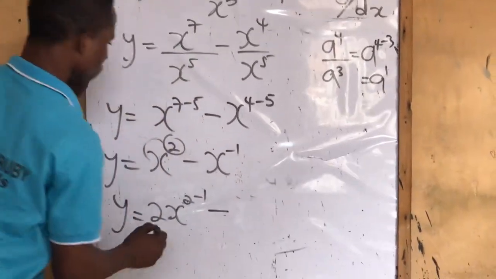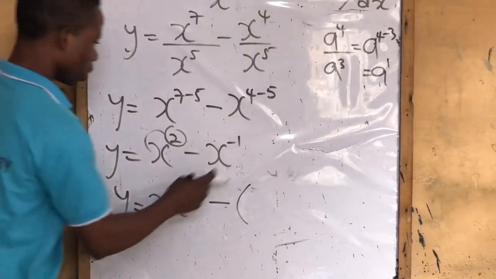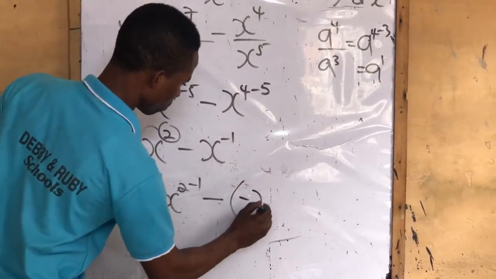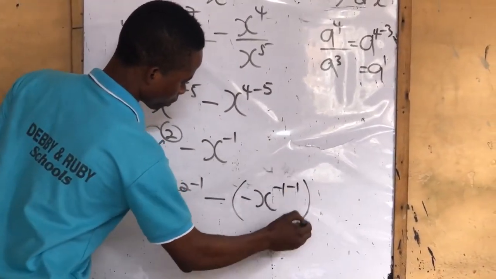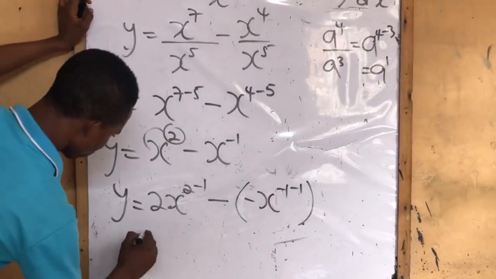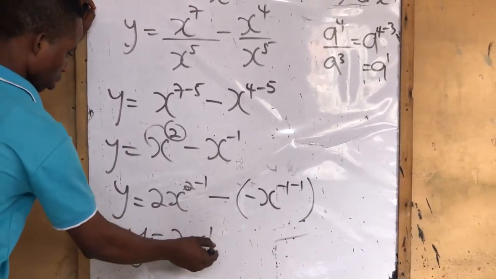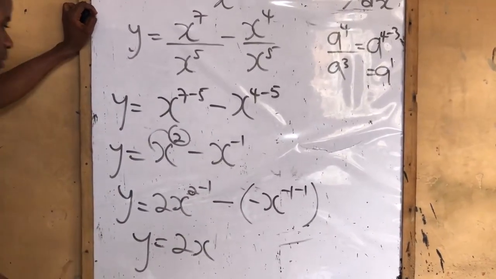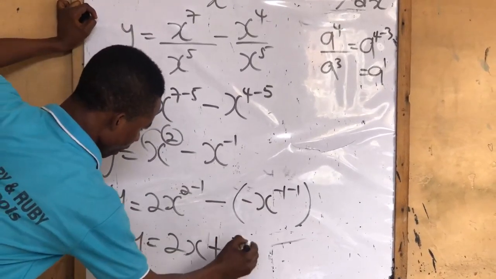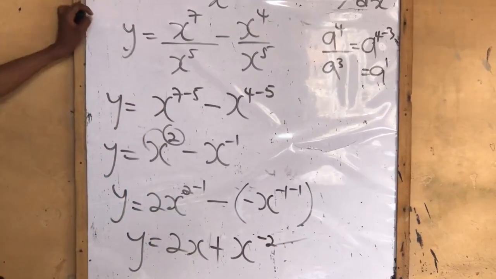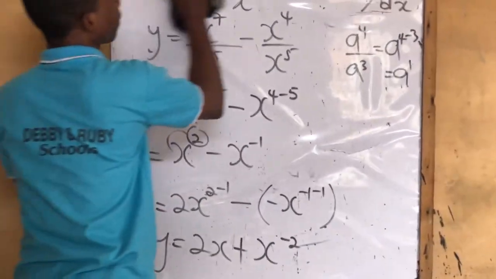Minus. Because there is a minus, you can put this one inside the bracket so that you will not make a mistake. This minus 1, you use it to multiply this. Minus x, you subtract 1 from this minus 1. Minus 1 minus 1. That will be y equals 2x, 2 minus 1, that is 1. But you don't need to write it. Anything raised to power 1 is still that thing. Minus, no, minus times minus is plus. x raised to power what? Minus 2.